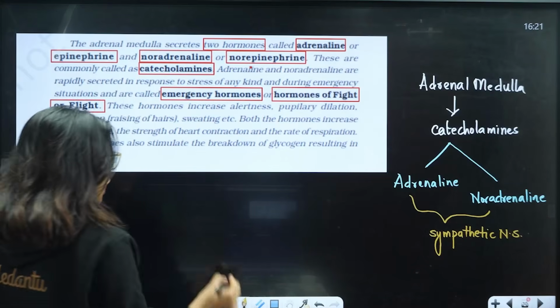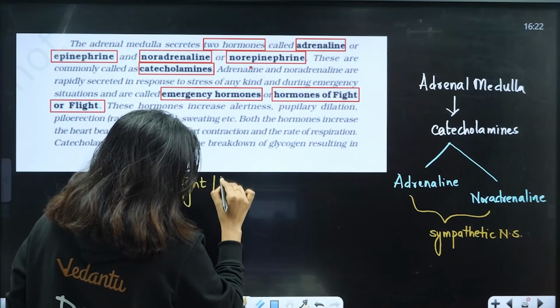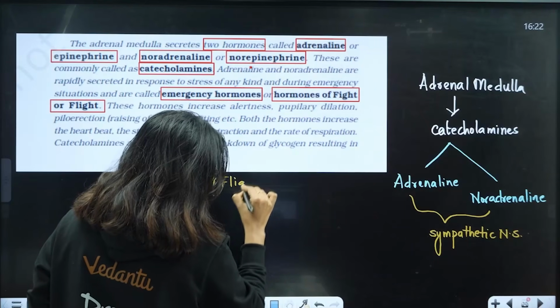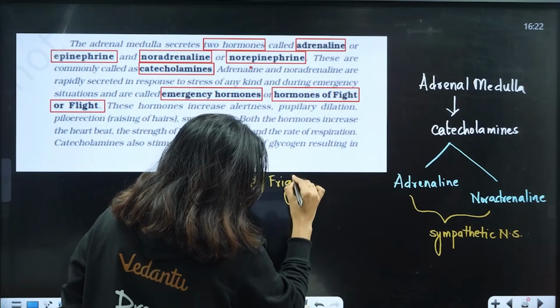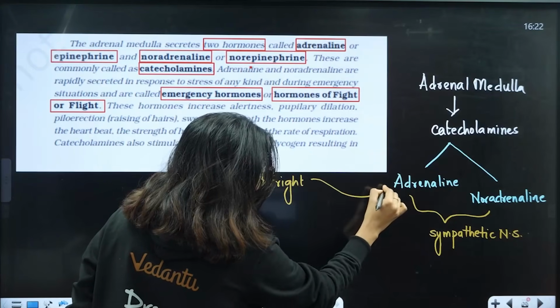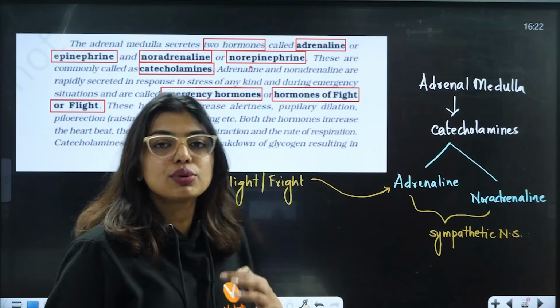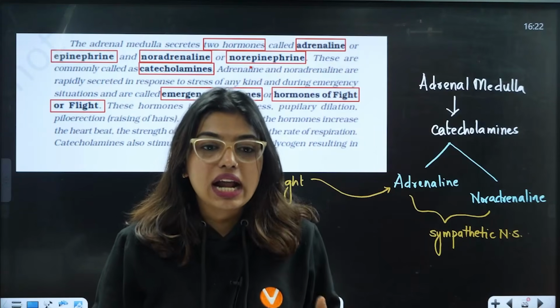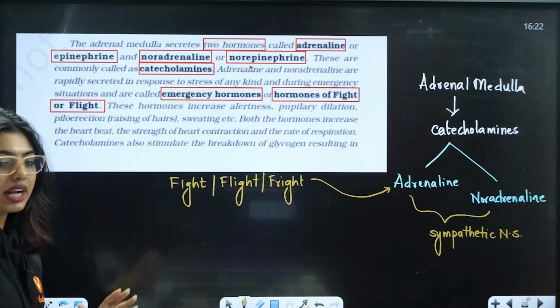So that is why we say fight, flight or fright, fear. In these three situations these hormones are released. That is why, when you're sitting in the exam hall, you start feeling shivering and your hands start sweating. The reason, students, is fight, flight or fright.